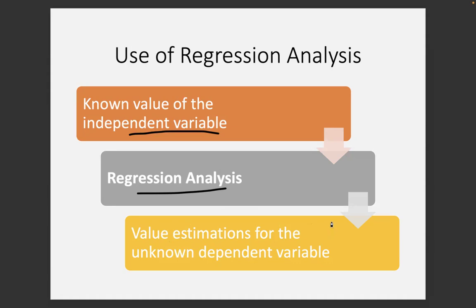So first one, how do we use it? First, we have to calculate the known value of the independent variable. Then we have to do the regression analysis. And at last, we should make all these estimations for the unknown dependent variable. This is the entire step.